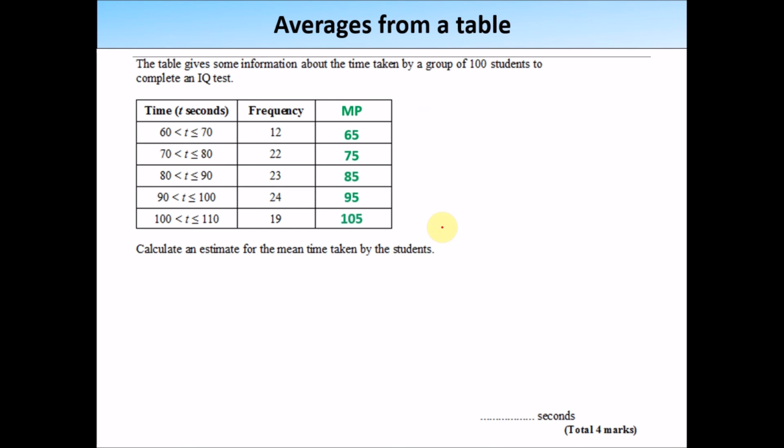So first column is your midpoint column, then you need to do your frequency multiplied by your midpoint. Once you got to the end, you should have totaled up your frequency times midpoint column, totaled up your frequency column, which you were also told was 100, and you should have got an answer of 86.6. Again, it looks like it's a sensible answer, and that would have got you 4 marks in your exam.